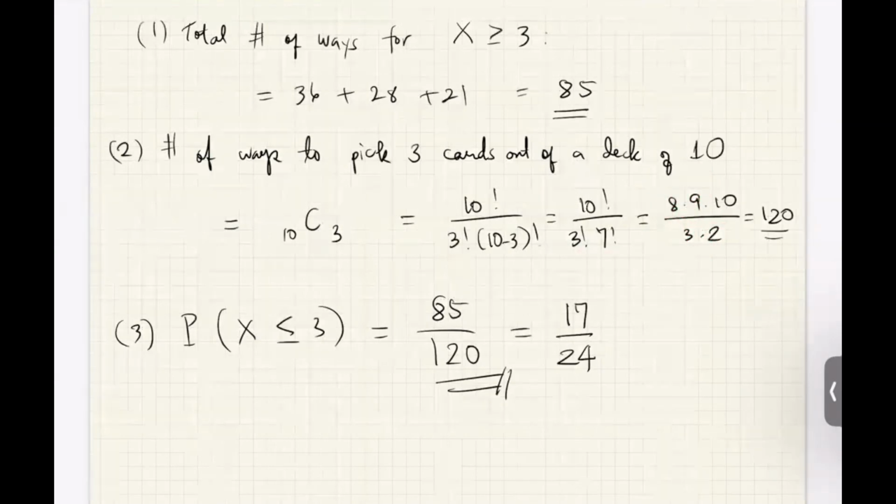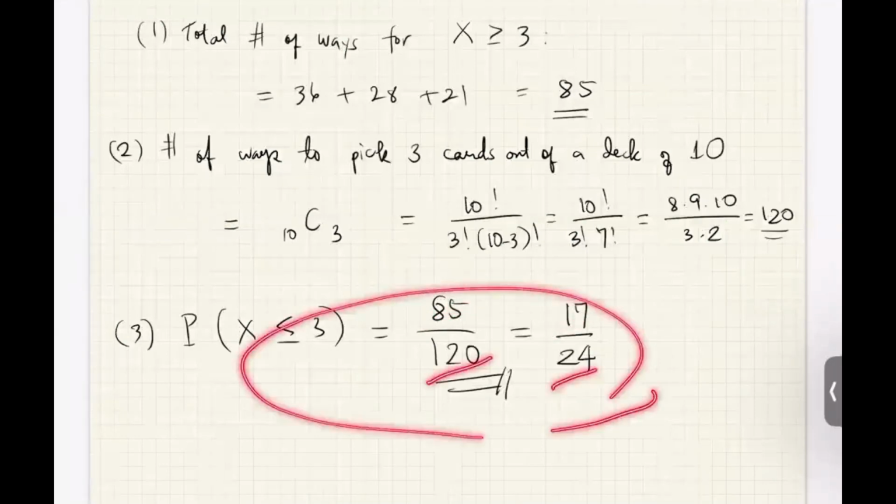It's 120. Okay, and therefore the probability that the smallest card you get is 3 or below is 85 divided by 120. Okay, or if you want to reduce that, they have a common factor of 5. So if you divide this by 5, you get 17. You divide this by 5, you get 24. And this is the answer we're looking for.